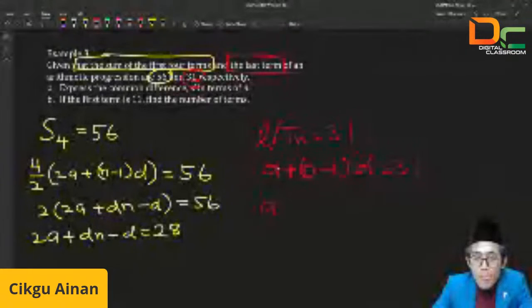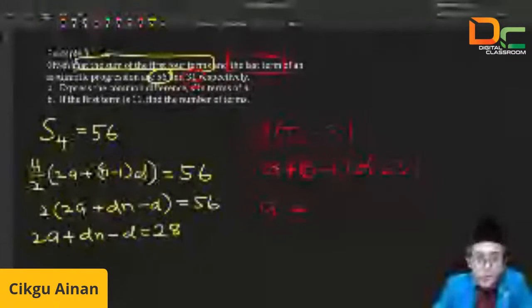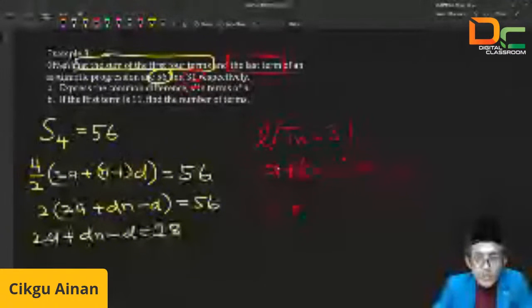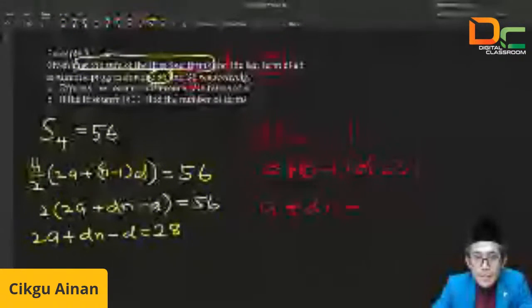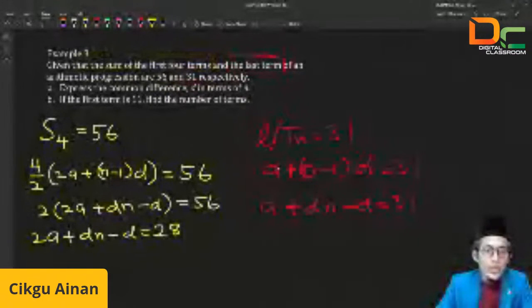Okay, now let's go for this one. This one can further simplify. We simplify first, otherwise cannot see. Okay, Dn minus D equals 31. Now the question is asking us to express the common difference D in terms of N. D in terms of N.